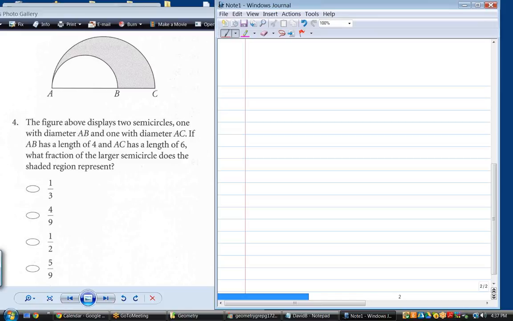Shaded region problems are always what? Subtraction? Okay. So let's start with, well, the area of the big semicircle minus the area of the small semicircle. That's going to be that shaded region.